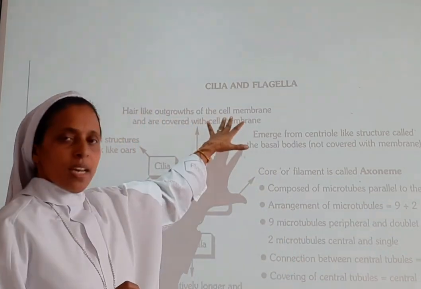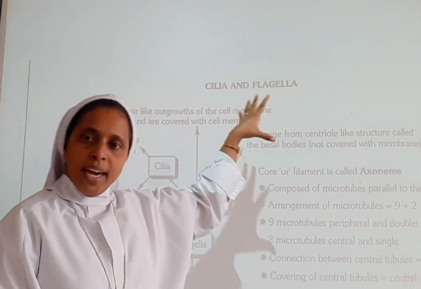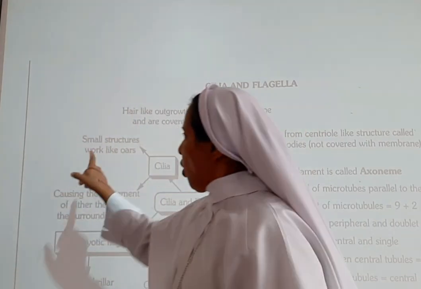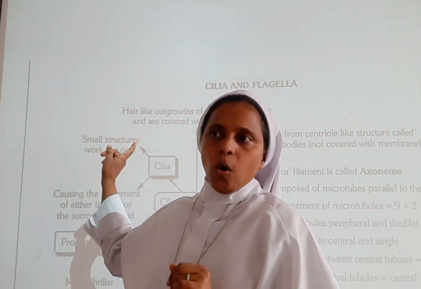This will be covered with the cell membrane. We can call it the hair-like outgrowth of the cell membrane, cilia. And they are small structures that work like oars.